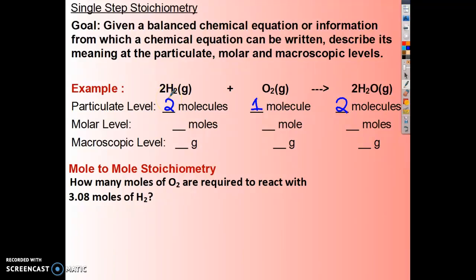Now the same thing can be said at the molar level. 2 moles, which are a ton of molecules involved, but we're only caring about moles at that level. 2 moles of hydrogen molecules will react with 1 mole of oxygen molecules to make 2 moles of water molecules. Okay, so that's now interpreted at 2 different levels. Now the only one that gets complicated is when we get to the macroscopic level, which has to do with how much mass is involved. And you'll need your periodic table for this.